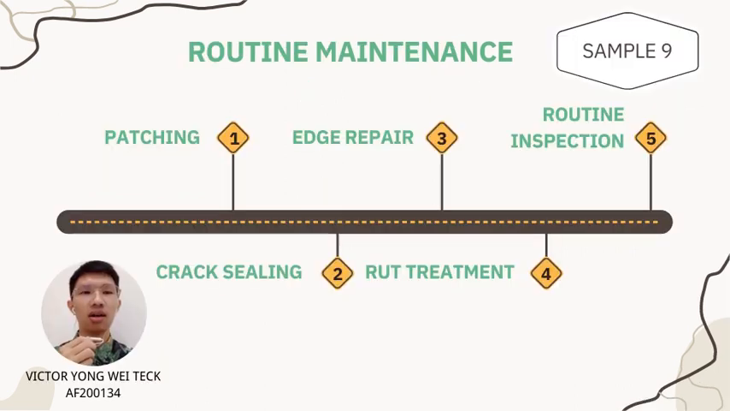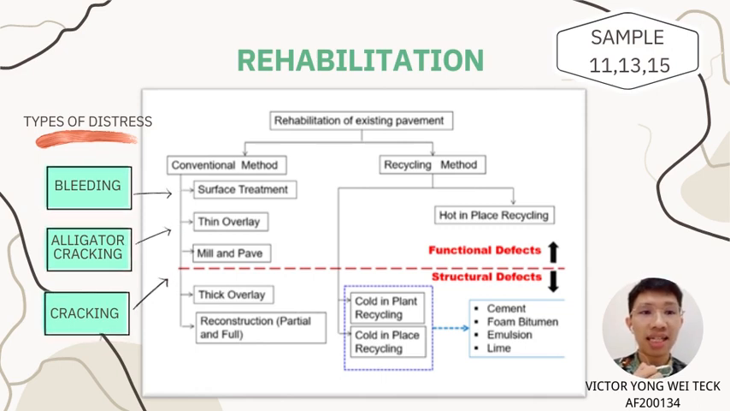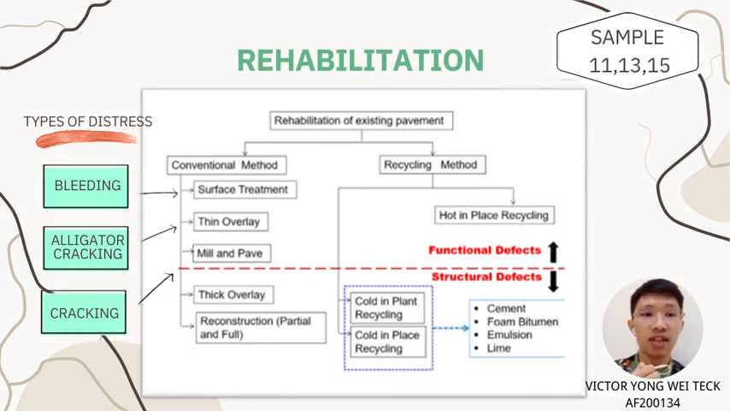Routine maintenance needs to be done on sample 9 to maintain the road conditions. For instance, patching, crack sealing, edge repair, routine inspections, and rut treatment can be done to prolong the usage of the road. Rehabilitation maintenance is suitable to be used in samples 11, 13, and 15.